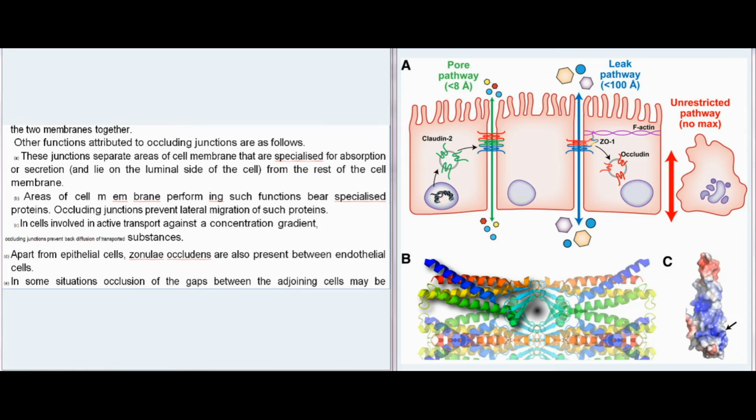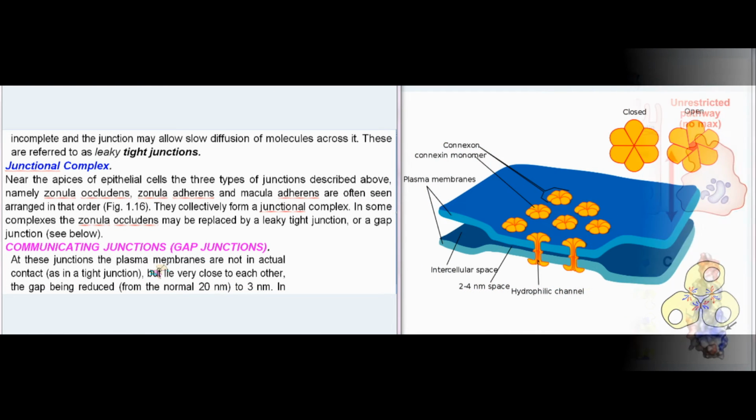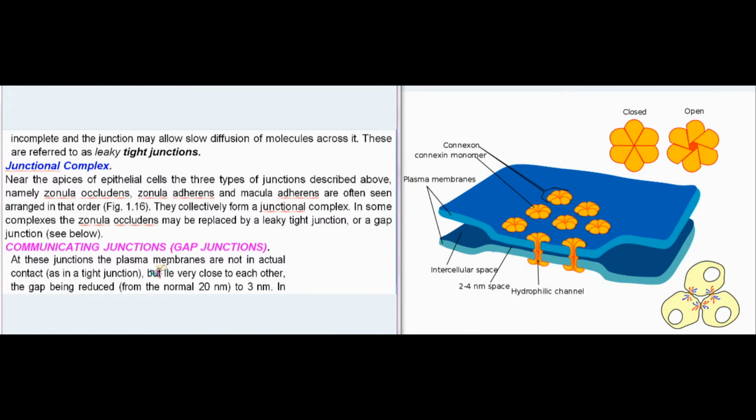E. In some situations occlusion of the gaps between the adjoining cells may be incomplete and the junction may allow slow diffusion of molecules across it. These are referred to as leaky tight junctions.